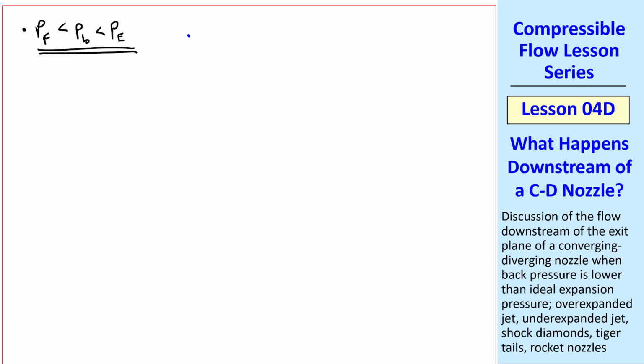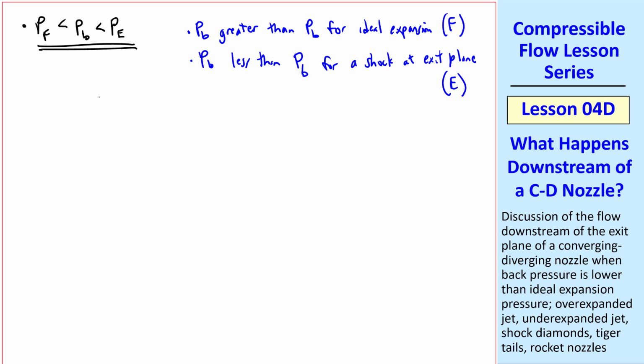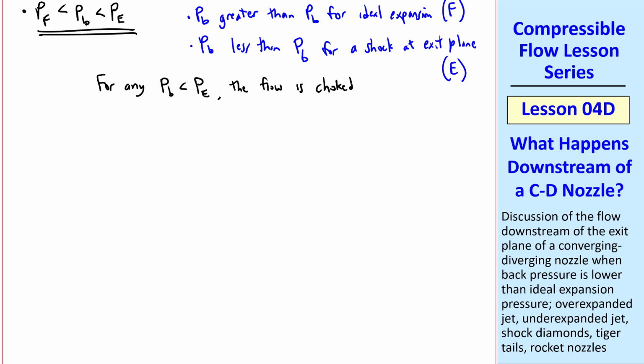What happens in that situation? Well, let's think about it. PB is greater than the PB for ideal expansion, but PB is less than the PB required for a shock at the exit plane. That's case E. But we know that for any PB less than PE, the flow is choked or frozen in the entire CD nozzle. There are no shocks in the nozzle, so we approximate the flow as isentropic.